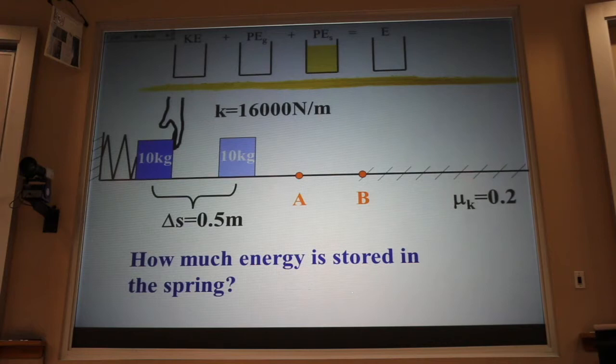1/2 times K times the compression squared. Now, the most common mistake on the next exam will be that square there. Many of you will forget it. Many of you will write it and not do it. Look at your neighbor right now and say, it's going to be you, not me. Okay?